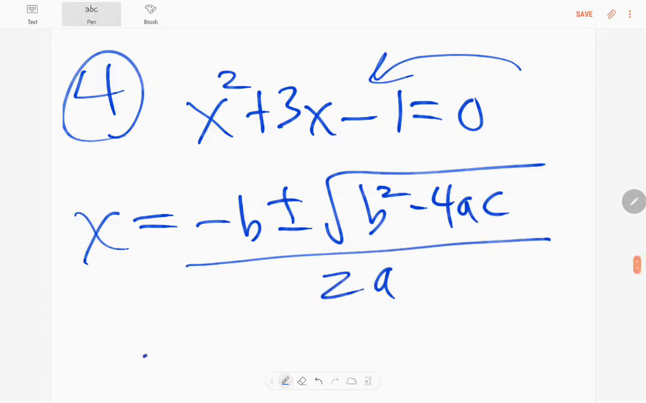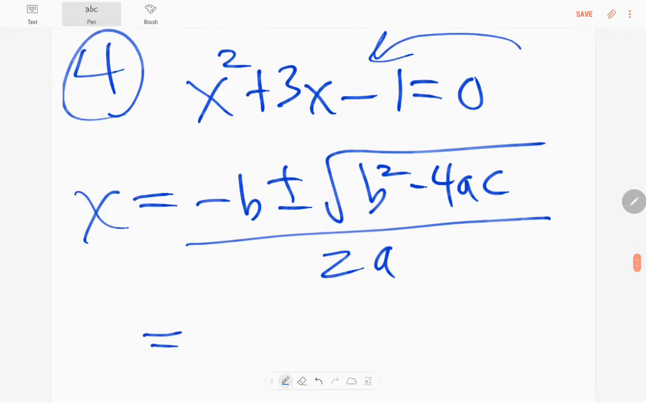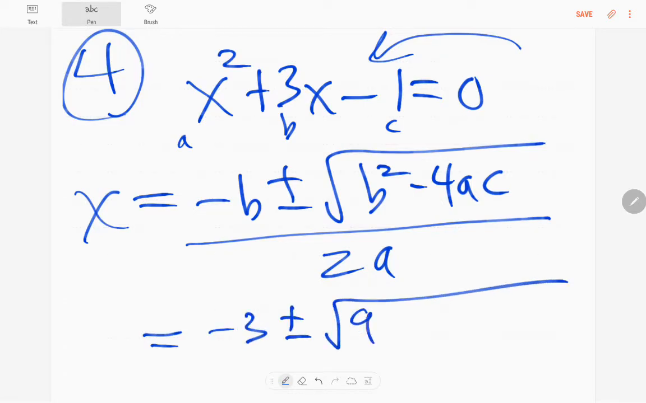So this is something you have to have memorized. And just remember, the a is the one in front of x squared, the b is the one in front of x, and c is the constant. So negative b in this case is negative 3.